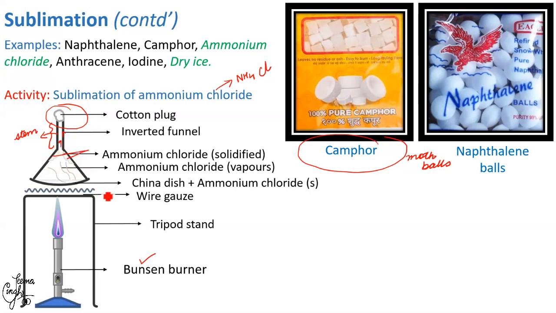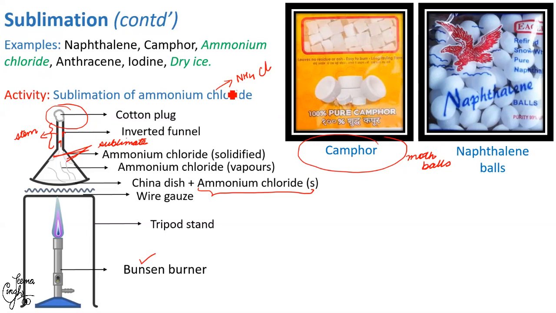The solid that undergoes sublimation, in this case ammonium chloride, is said to sublime. Ammonium chloride sublimed, and the solid obtained by cooling the vapors of the same solid, ammonium chloride vapors were formed, they rose up, and again they solidified. This solidified ammonium chloride is known as sublimate. So ammonium chloride sublimes to form ammonium chloride sublimate due to the process of sublimation.